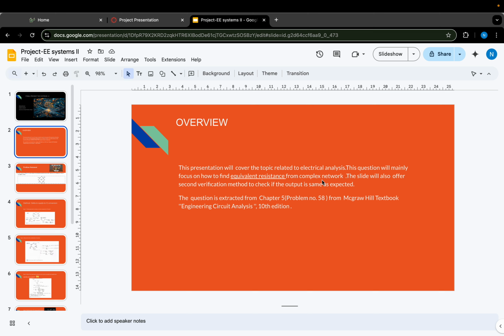It's mainly about delta-Y conversion, because when you have too many resistors, you need to use the concept of delta-Y. Wherever the circuit looks like delta-Y, you have to apply delta-Y conversion. Otherwise, just using series and parallel resistance can get you the answer, but it can take a lot of time to complete, and that's why I have used this method, so that it can be helpful for future students.